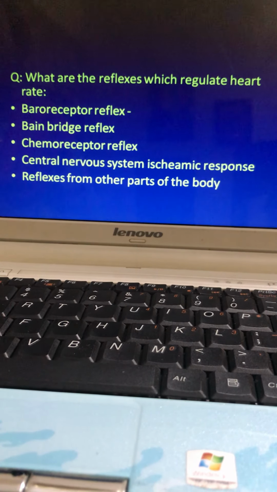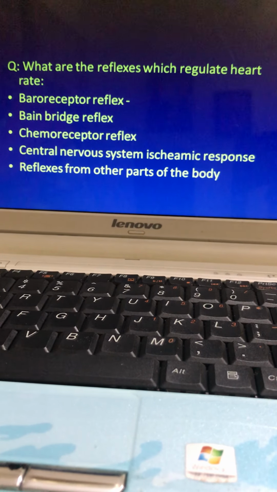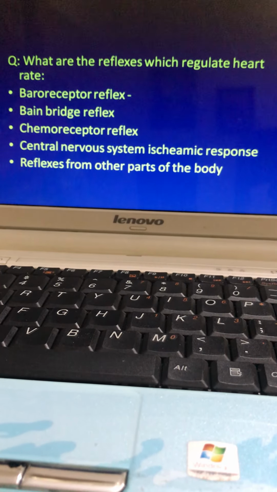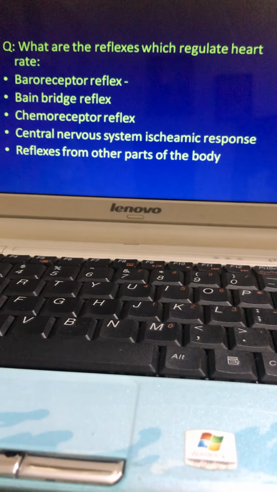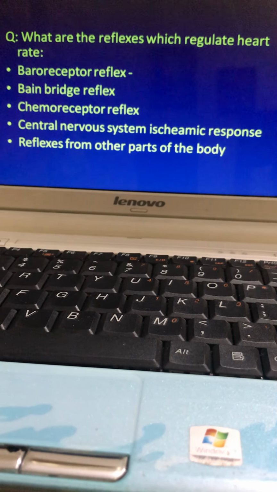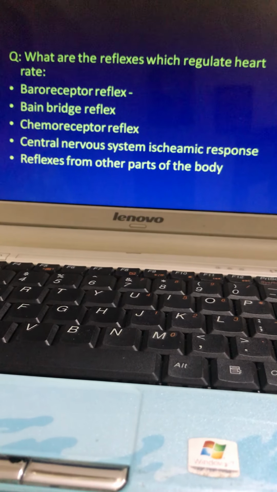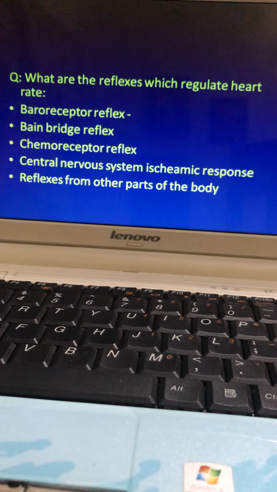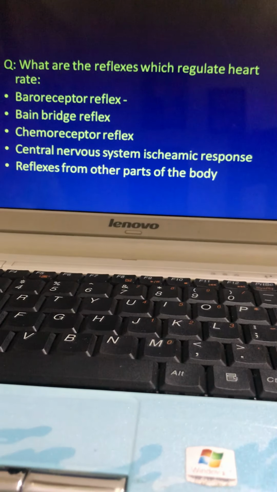Now, in your prof exam, there is a question: what are the reflexes that regulate or control heart rate? These are the reflexes that regulate heart rate: baroreceptor reflex, Bainbridge reflex, chemoreceptor reflex, and central nervous system ischemic response. This is expressed by the Cushing reflex, and reflexes from other parts of the body. From other parts of the body, that is, pain from peripheral nerves increases heart rate, and a sudden blow on the abdomen decreases heart rate.